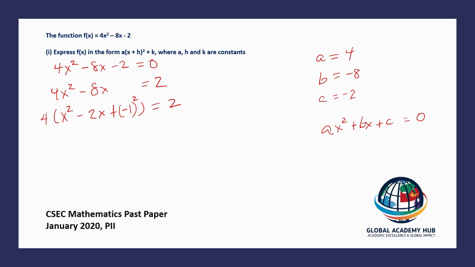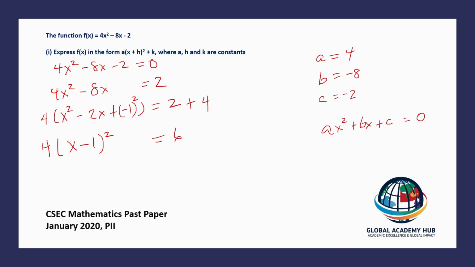But this is within a bracket that has a 4 outside. So I'm actually adding 4 times (−1)². Now (−1)² is just 1. So 4 times 1 is 4. So I'm adding 4 to the left side. I better add that to the right side as well. Now, in here, what I have is (x − 1)². And this is equal to 6.